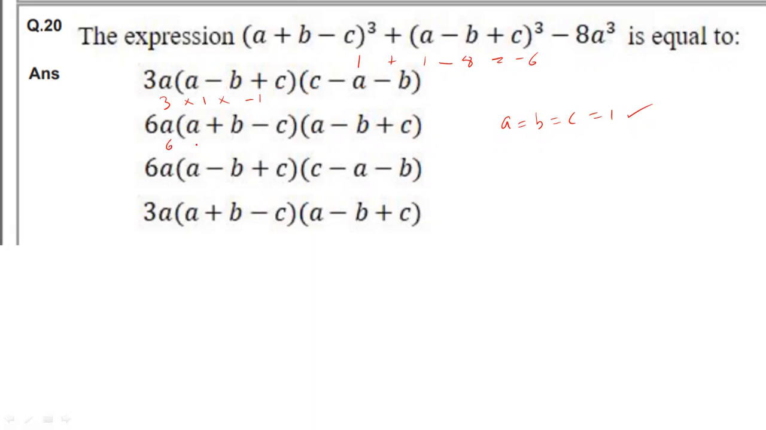This is 6 into 1 into 1. This is 6 into 1. I am putting a equal to b equal to c equal to 1 into minus 1. Here I am getting -3, here I am getting 6, here I am getting -6, and here I am getting 3 into 1 into 1, 3. So this is the only option where we are getting -6, as in the question. So this expression perfectly matches the question expression. Luckily we got a equal to b equal to c equal to 1 verified. Right, now let's move on to the next question.